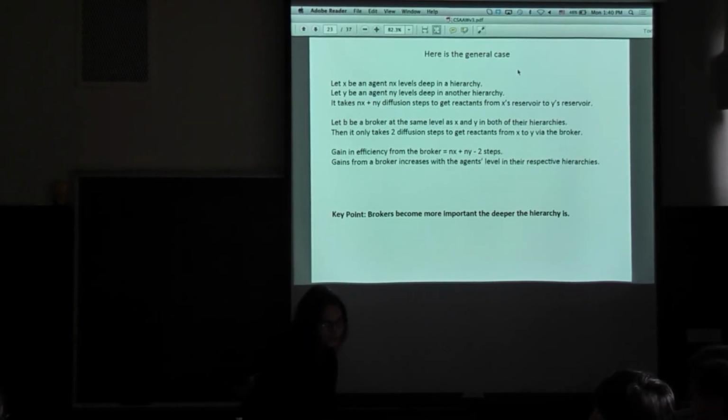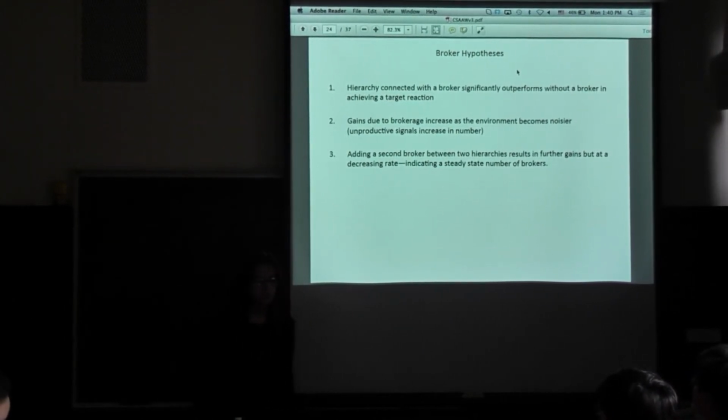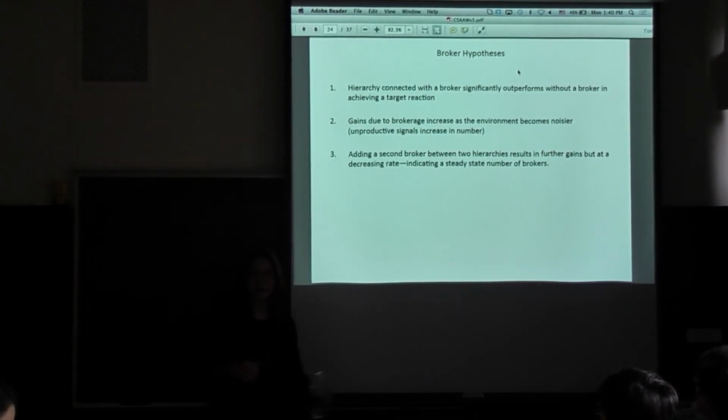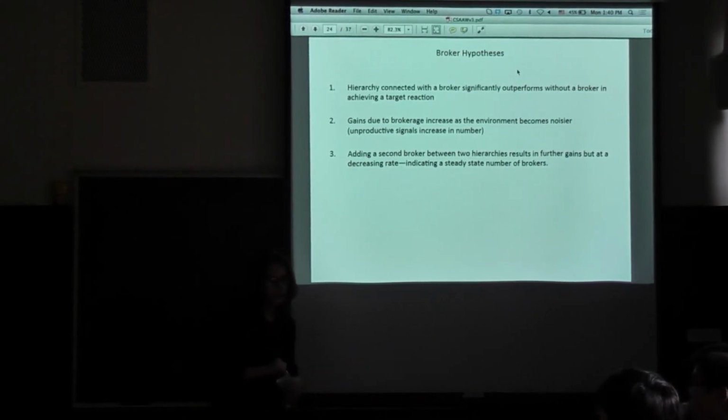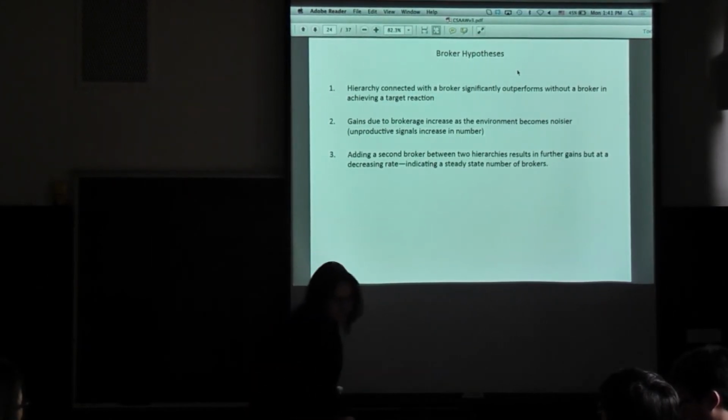Is everyone okay? Okay, so my 3 big hypotheses that I'm going to test are, first, a hierarchy connected with a broker significantly outperforms a hierarchy without a broker in achieving a target reaction that requires products of both hierarchies. Second, gains due to brokerage increase as the environment becomes noisier, and I'll show you what I mean in a bit. And third, adding a second broker between 2 hierarchies results in further gains but at a decreasing rate, indicating a steady state number of brokers. So as you add brokers to the system, the value of each one decreases.